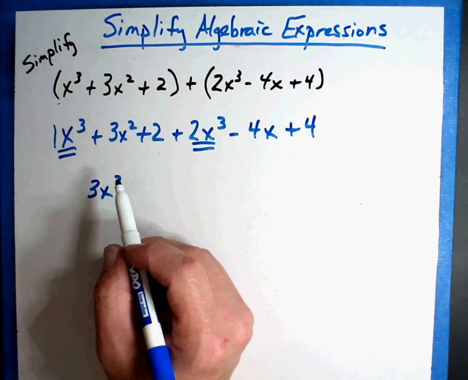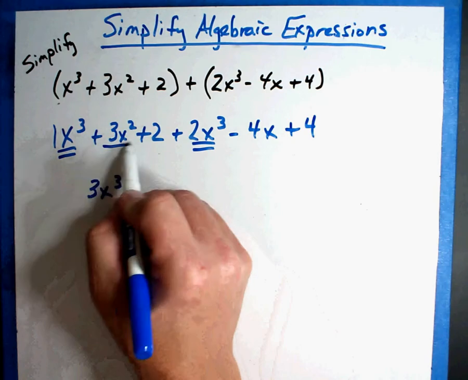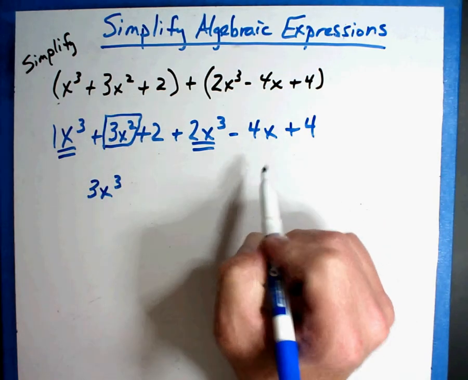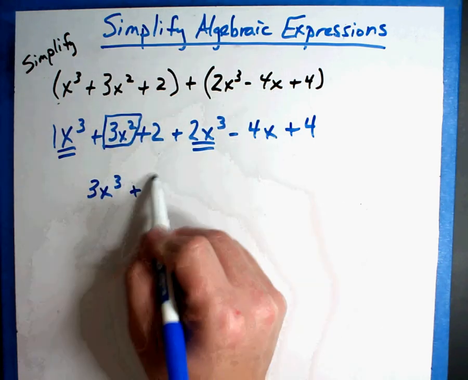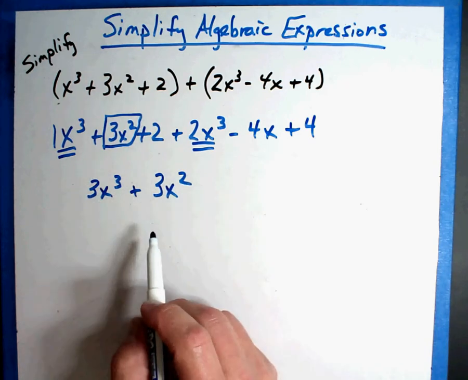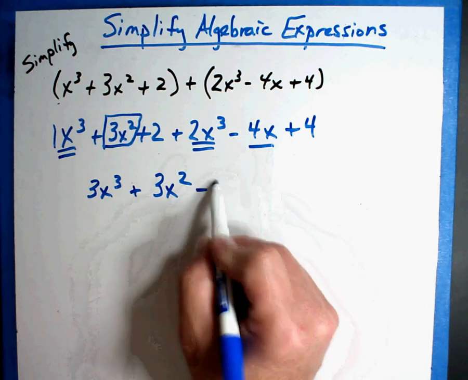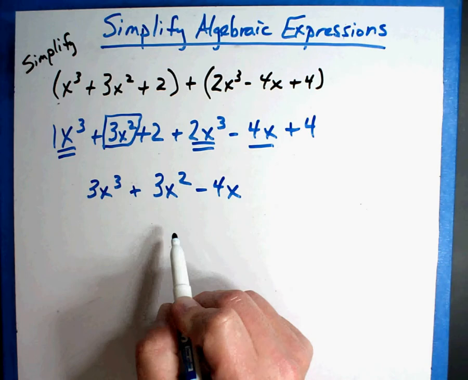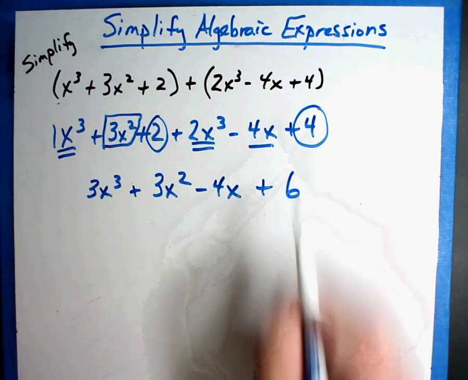And then you have something here that looks alike. And you'll notice, oh, there's not an x squared on this side, so there's only one of those, 3x squared. And then you have somebody that has just one x, so that's minus 4x. There's no partner to go with this one. And then what do you have left? You have 2 plus 4, and that is 6.